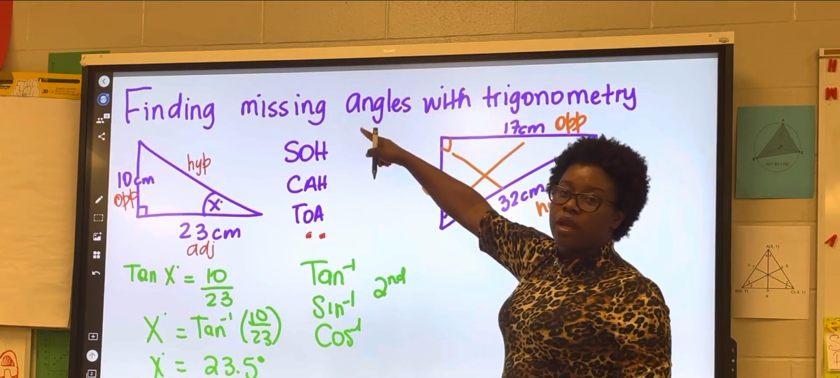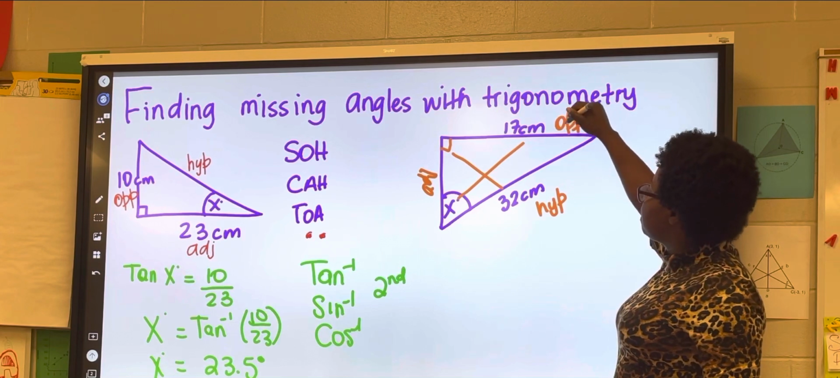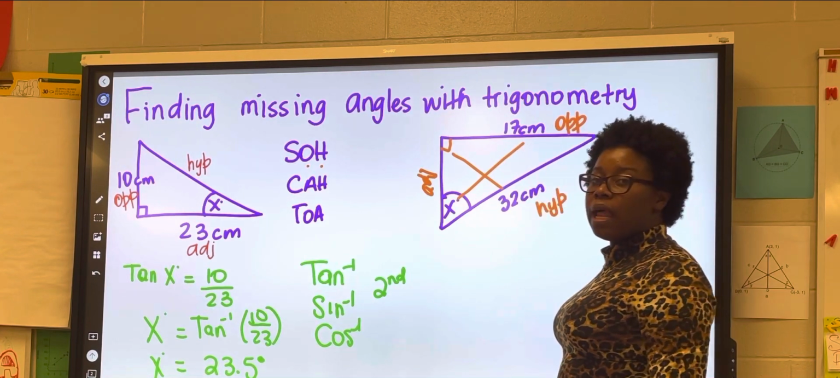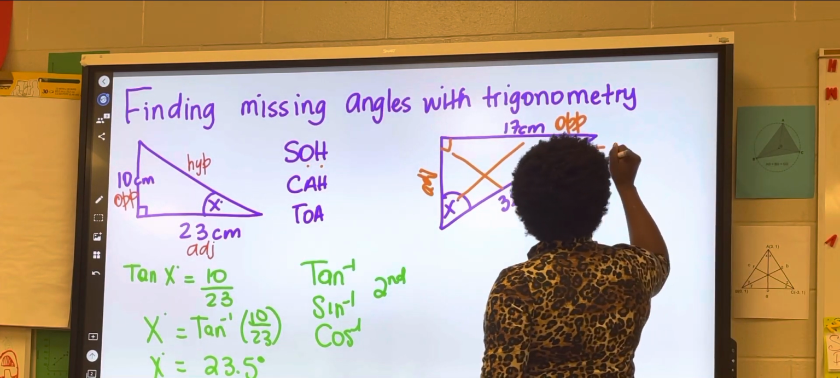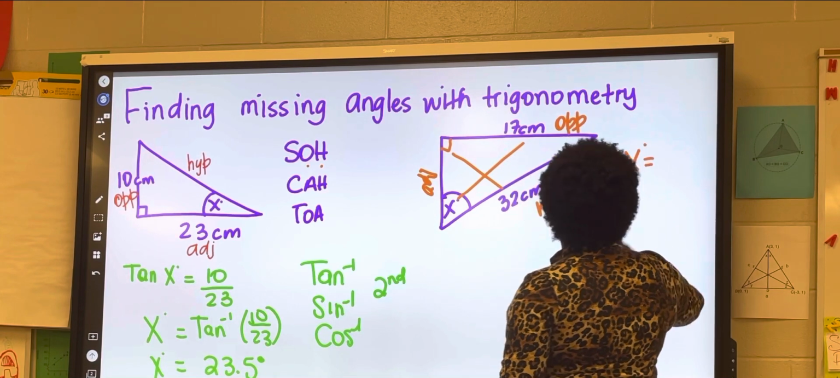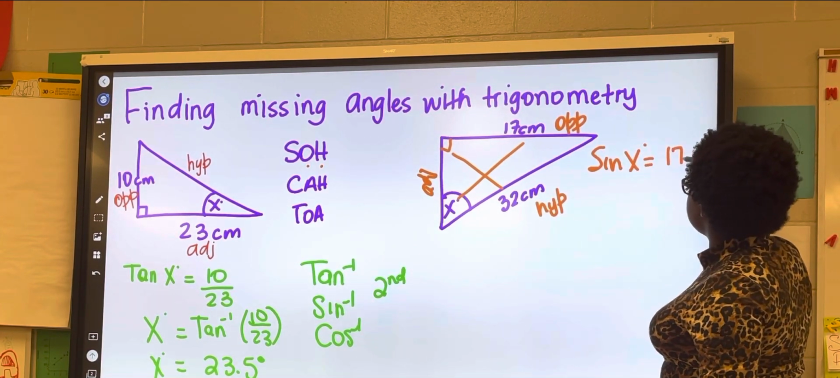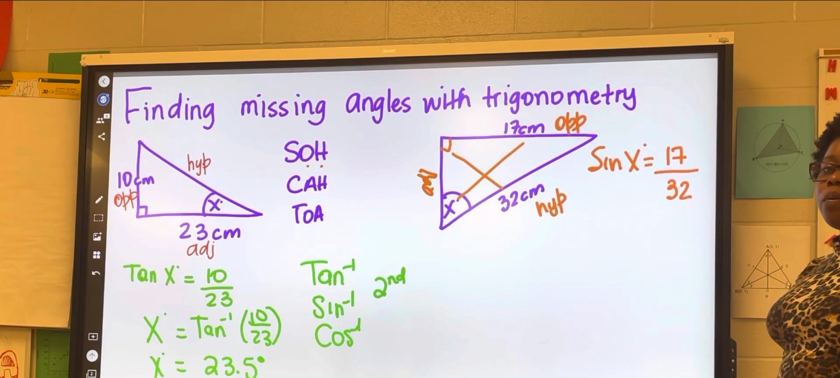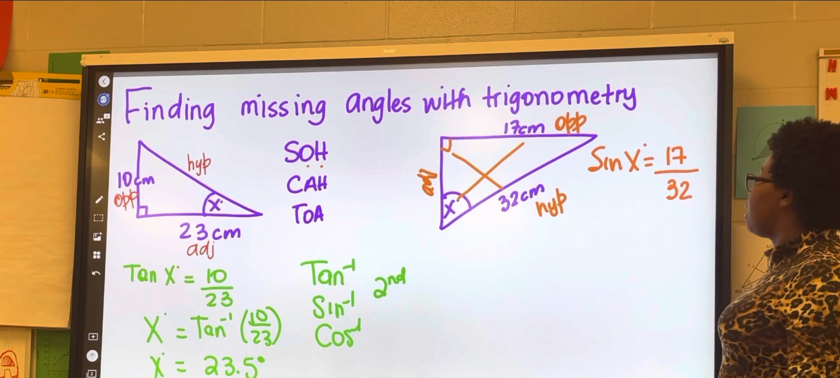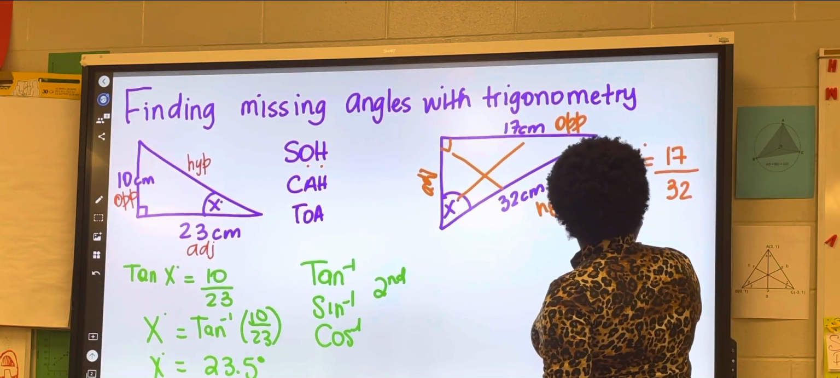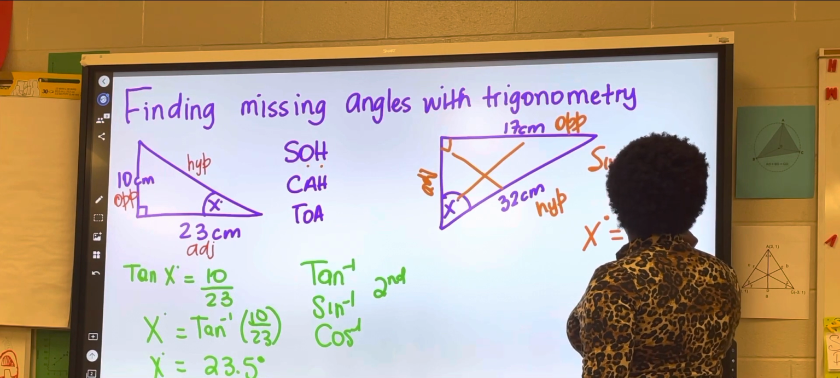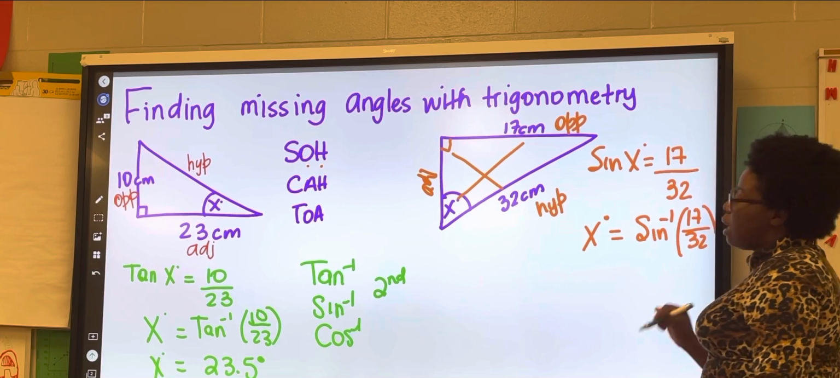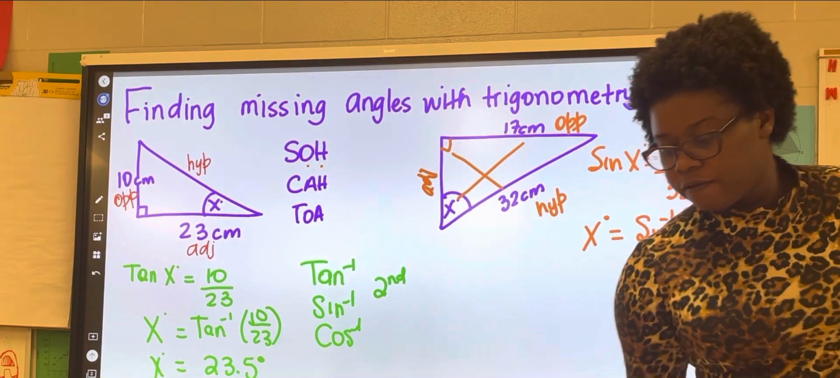Now we check to see which ratio we're going to be using. Opposite, hypotenuse. So this one will have to be the sine ratio. So the sine of the angle x is equal to the opposite side, which is 17, over the hypotenuse, which is 32. Now we want to find the angle, so we say x is equal to sine inverse of 17 over 32. And from here we do the inverse ratio.